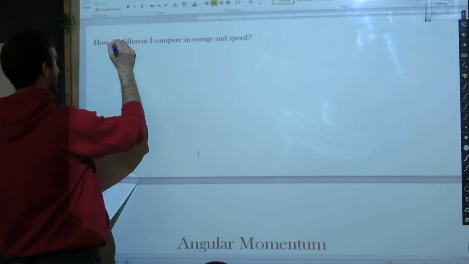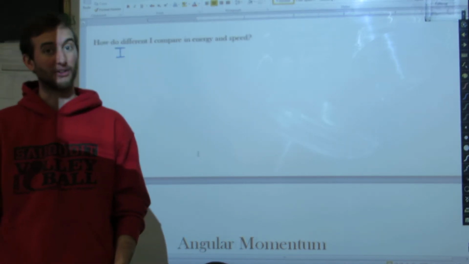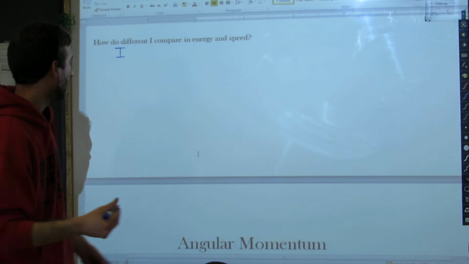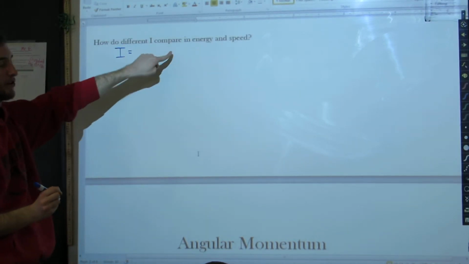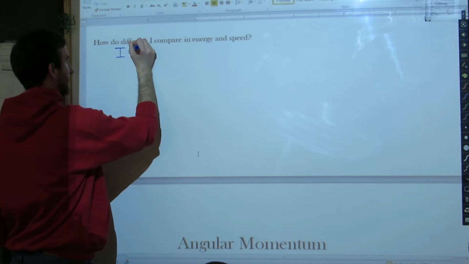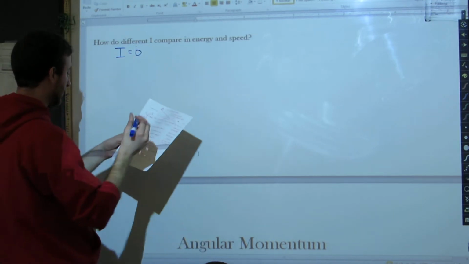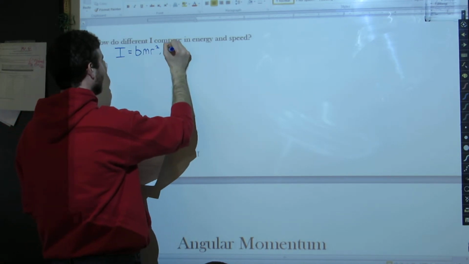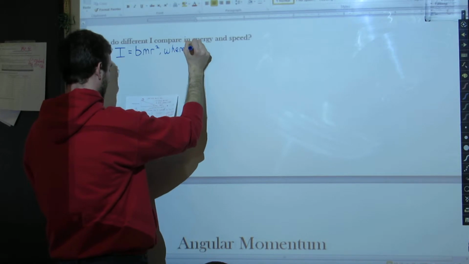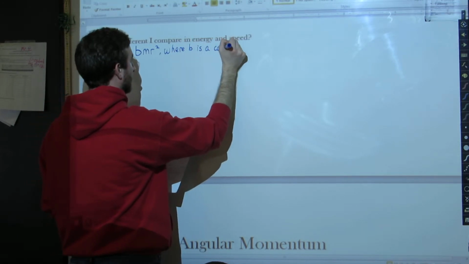So I am going to switch up one little piece of notation just because we're going to be talking about accelerations now. Before I was using the coefficient I equals a m r squared, and a was just a coefficient. I'm just going to change it to b right now, so we don't get confused as to which a we're talking about. I equals b m r squared, where b is a coefficient.